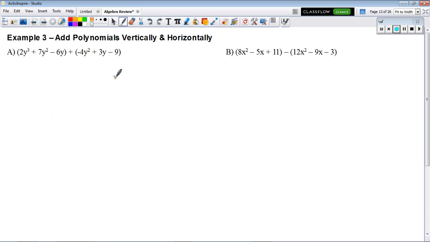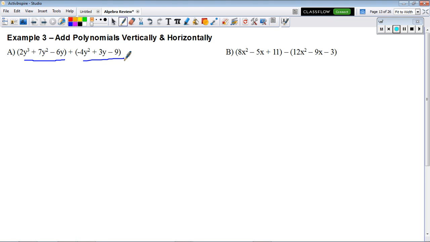So for example 3, we're talking about taking the terms of one set of parentheses, and in this case for part A, we're going to add them to the like terms in the second set of parentheses. So keep in mind that you can only add together terms that have the same variable and the same exponent. So I'm going to do this in descending order, which means I'm going to write my answer in order from highest power to lowest power. So with this here, I'm going to start with the y cubed since that's the highest power.